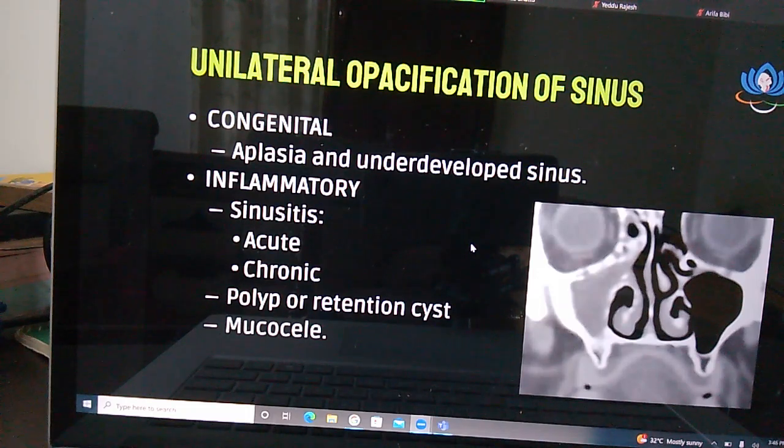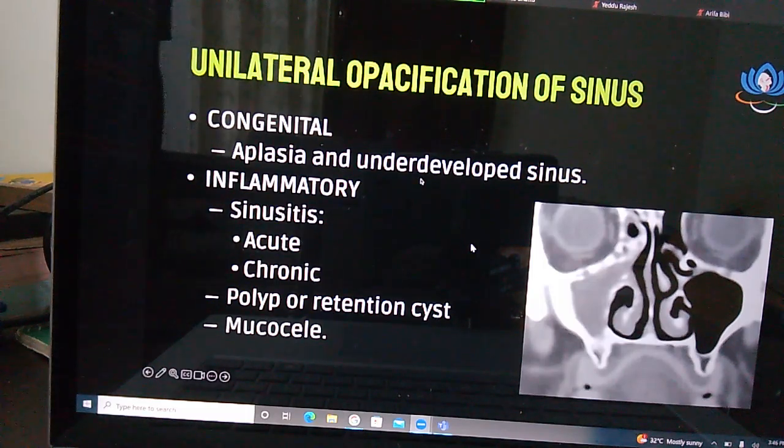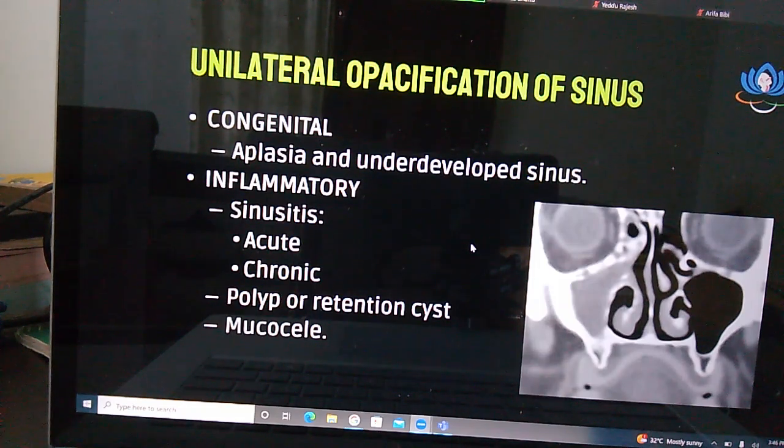Whenever there is a unilateral opacification of the sinus, what are the differential diagnoses we need to remember, as shown in the picture here? If it is congenital, it may be aplasia of the sinus or an underdeveloped sinus. It may be inflammatory also, which is a common condition: sinusitis, either acute or chronic rhinosinusitis. Or there may be a polyp or retention cyst, or there may be a mucocele also in unilateral opacification of the sinus like this.